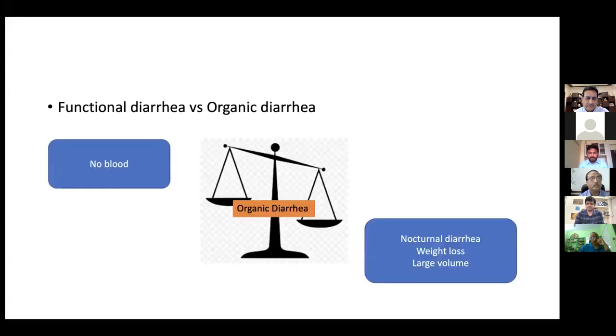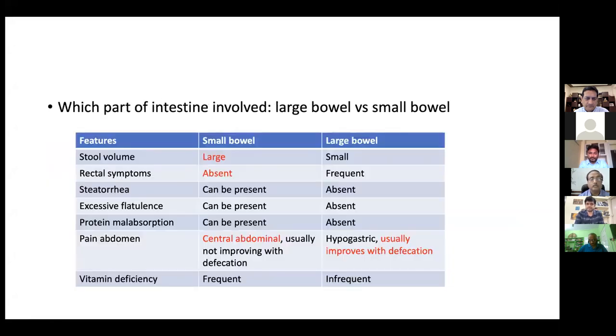So first, a very simple question, but it is very important, especially in OPD practice: are we dealing with functional or organic diarrhea? In this case, we have no blood, so that probably is in favor of functional diarrhea. However, we have a significant nocturnal frequency, to the extent that the patient is having nocturnal incontinence. We have definite weight loss, which the patient had documented, and the patient is passing large volume of stools. All of these features favor organic diarrhea. And in this case, we definitely are dealing with a case of organic diarrhea.